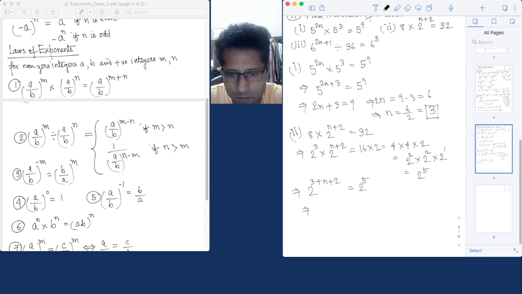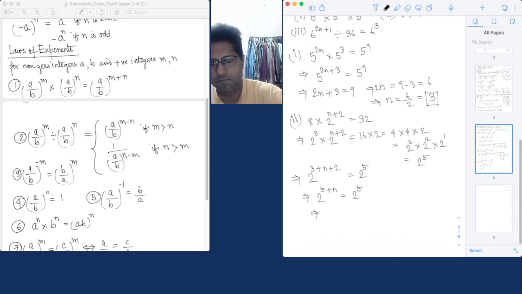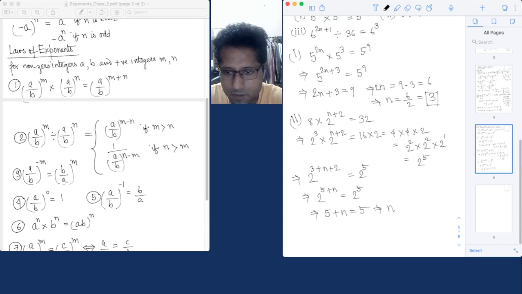So this implies 2 to the power 5 plus n equals 2 to the power 5. Now we see that we are having equality of two exponents where the base is same. So we equate the power, that is the exponent. This implies 5 plus n equals 5. This implies n equals 5 minus 5 is 0. So n is 0. Okay, n is 0. Fine.